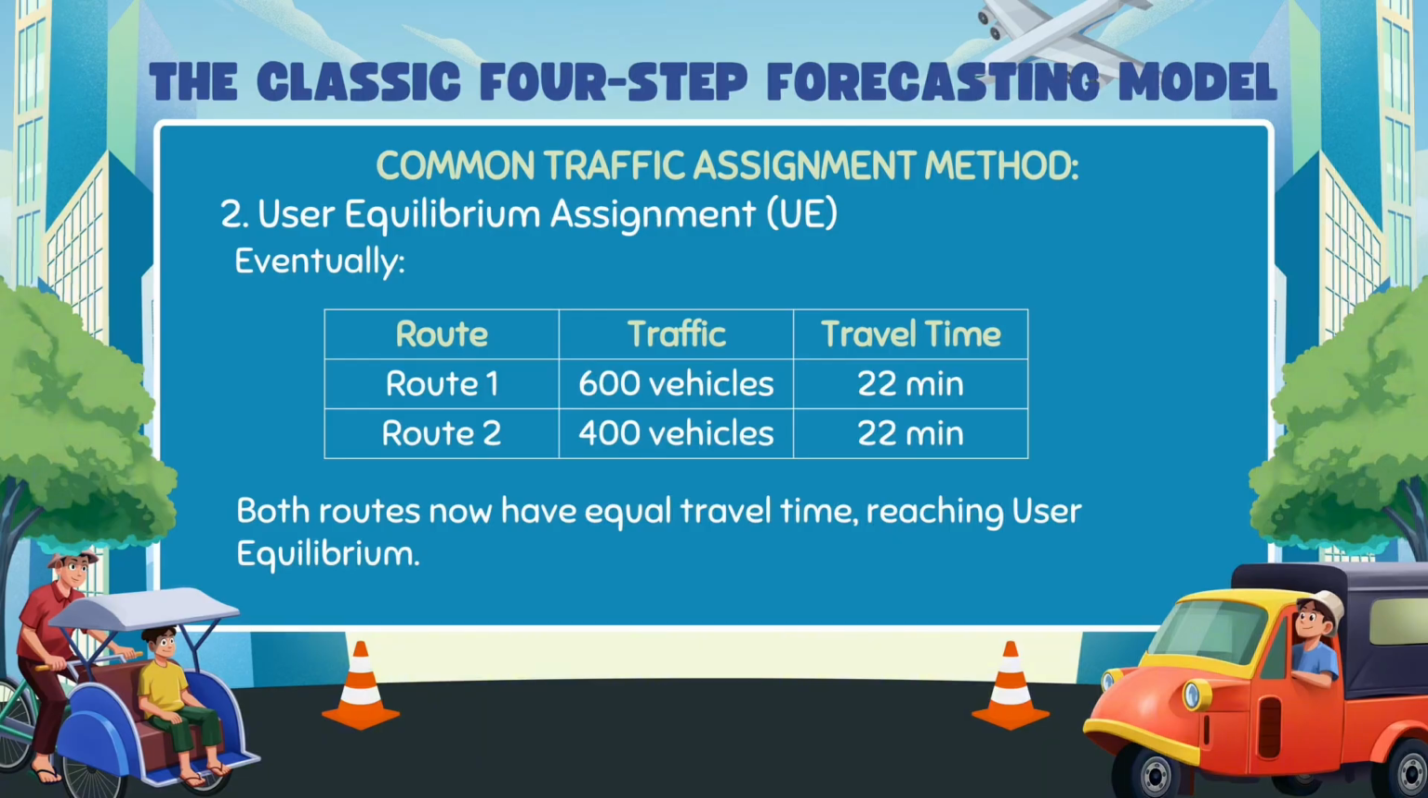So eventually on route 1, the traffic has 600 vehicles and travel time is 22 minutes. For route 2, 400 vehicles are present and travel time is 22 minutes. So both routes now have equal travel time, reaching user equilibrium.